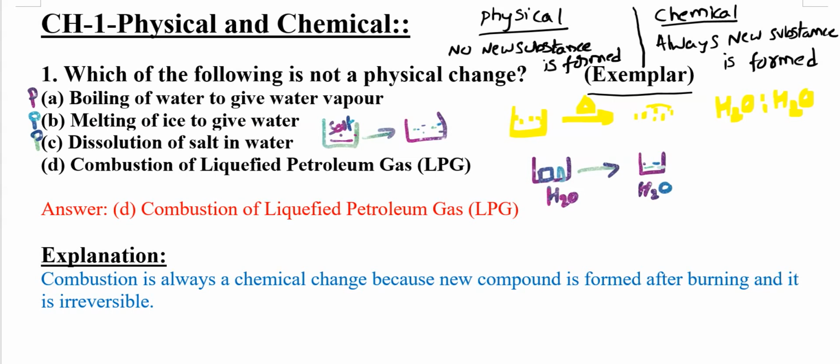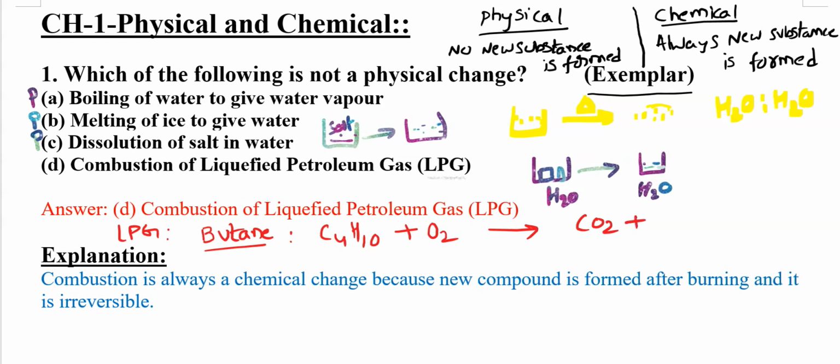Now let's see this fourth option. Combustion of liquefied petroleum gas, LPG. In LPG, we have a chemical called butane. In fact, isobutane. So we have the chemical butane in LPG. Its formula is C4H10. If this LPG burns in presence of oxygen, we get CO2 plus water plus heat plus light. So this is how the reaction goes on. When you burn this butane LPG, we get CO2 plus water plus heat plus light.